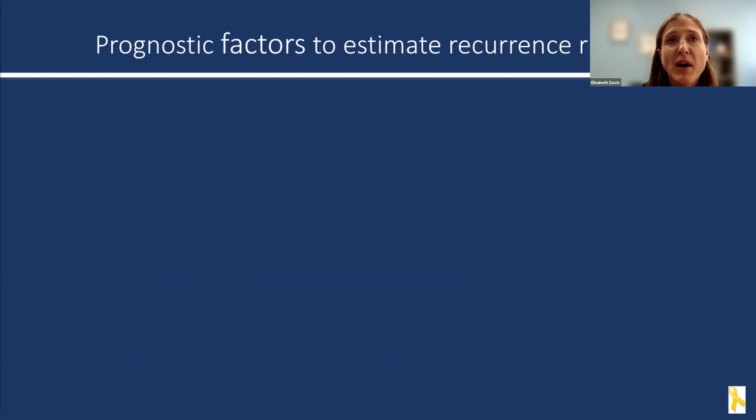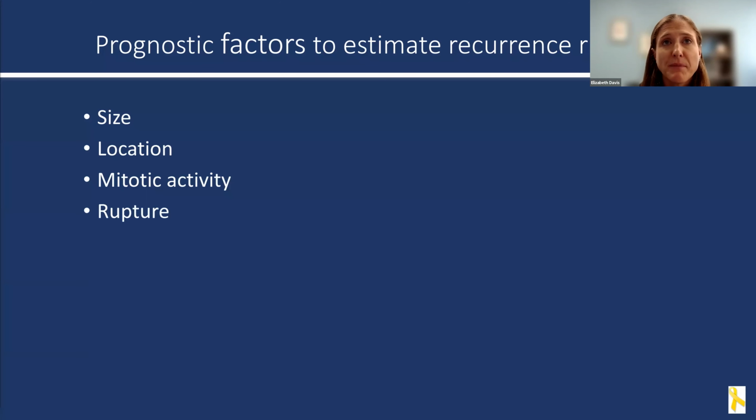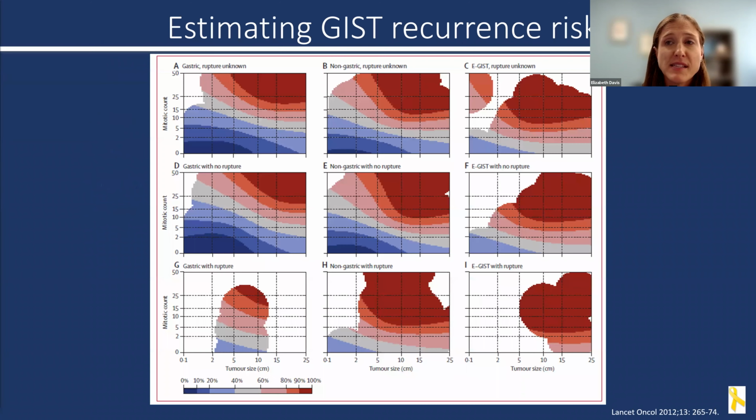So when we're thinking about prognosticating and estimating recurrence risk for people with GIST, we use 4 factors: size, location, mitotic activity, and rupture. I like to use this heat map, which was published in 2012, to estimate recurrence risk, although there are numerous other GIST nomograms that can predict recurrence risk. But I like this one, and it's a good visual for patients as well.